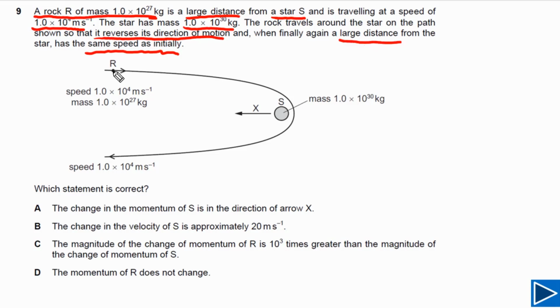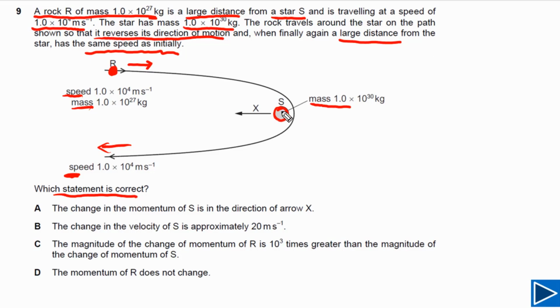If we look at this diagram, at this point we have this rock. It is at a large distance from this star. So this S is for star, and the speed of the rock is given, the mass of the rock is given, and the mass of the star is given to us. And the speed of the rock is also given here. So at this point the rock is moving to the right and here the rock is moving to the left. Now what we need to find out is which statement is correct. We have 4 options, we have to choose the right one.